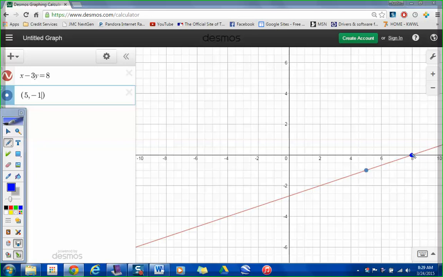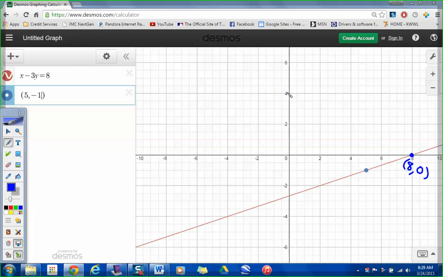Point 8 comma 0, that's a pretty picture. Is that point on the line or not on the line? It's on the line, okay? So my question becomes this, is 8 comma 0 a solution to that equation? Would you say yes or would you say no? Would you say yes?